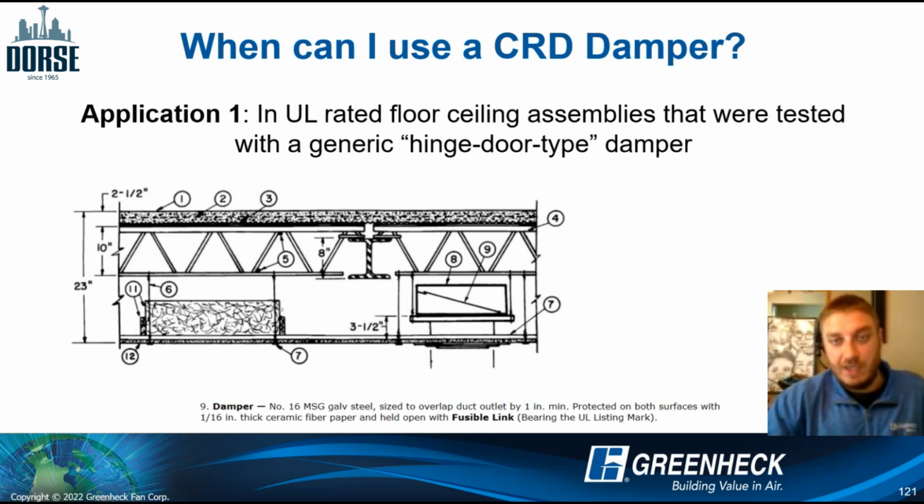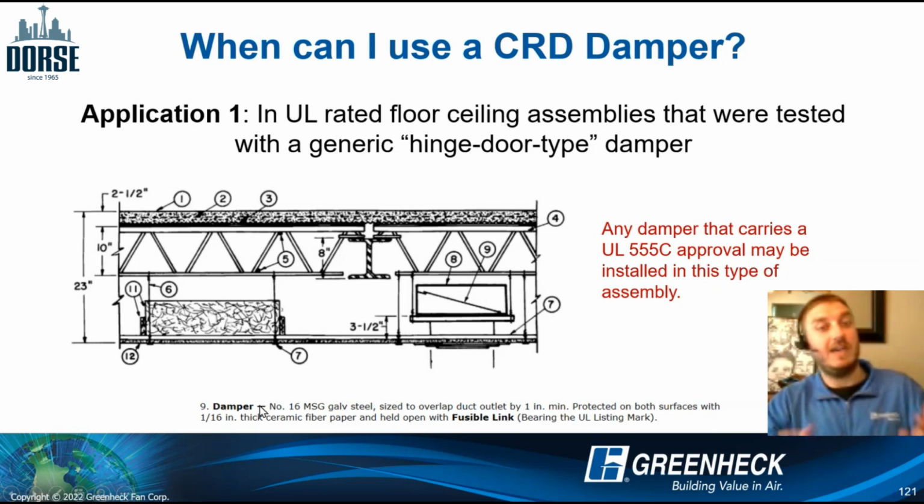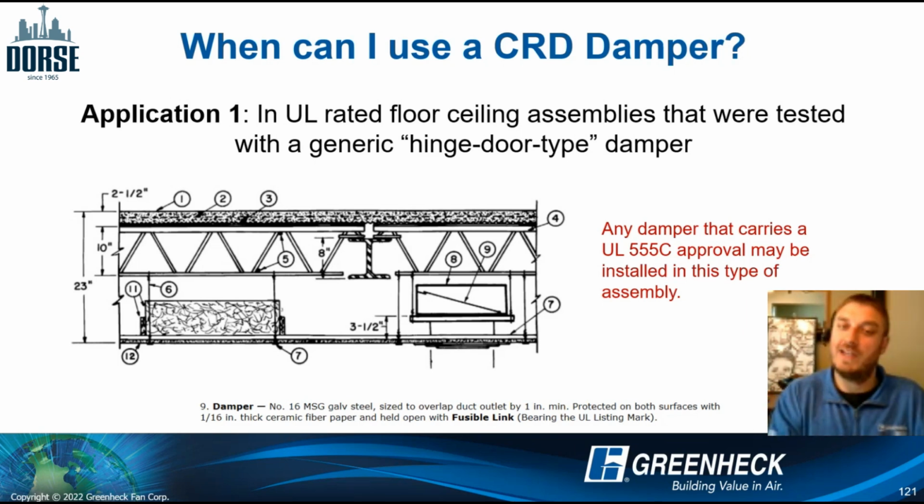Type application 1 here. If you see a design like this, we scroll down, we look at number 9, we see damper. Oh, we got a damper listed in here. That means we can put a damper in this type of construction. If we read a little more, there's nothing too specific about that damper, right? It's basically just describing a hinged door style damper, something that's held open that's going to close when the heat increases.